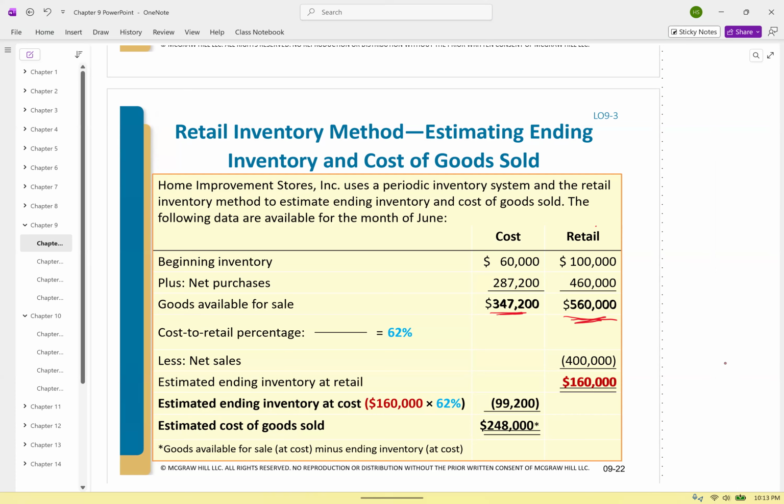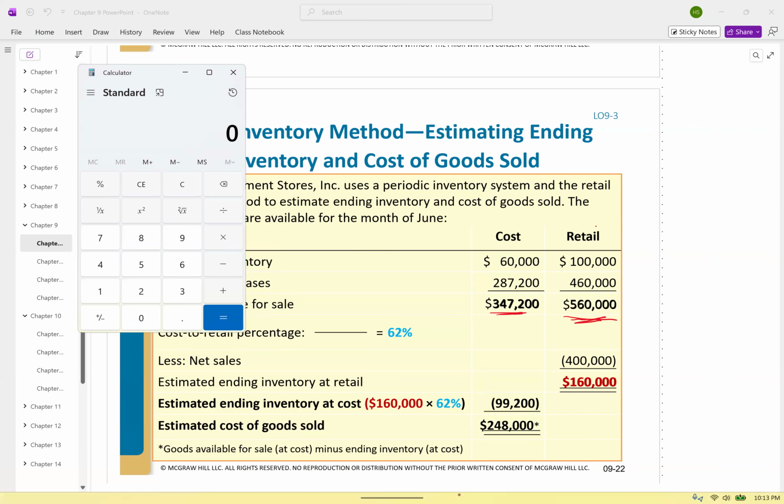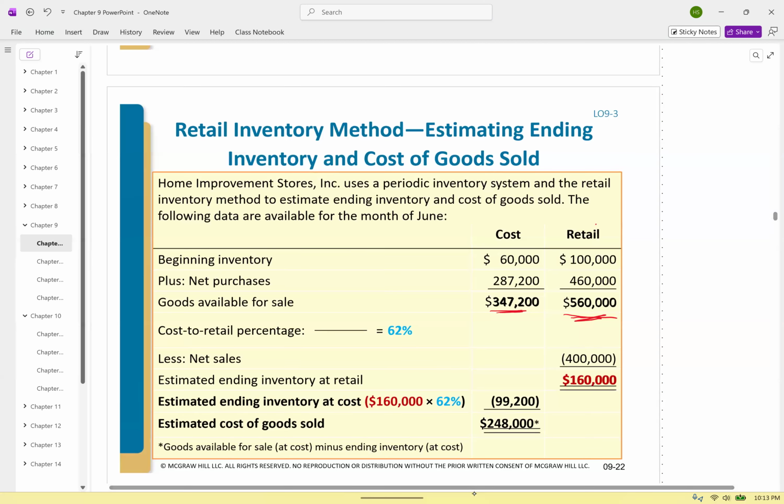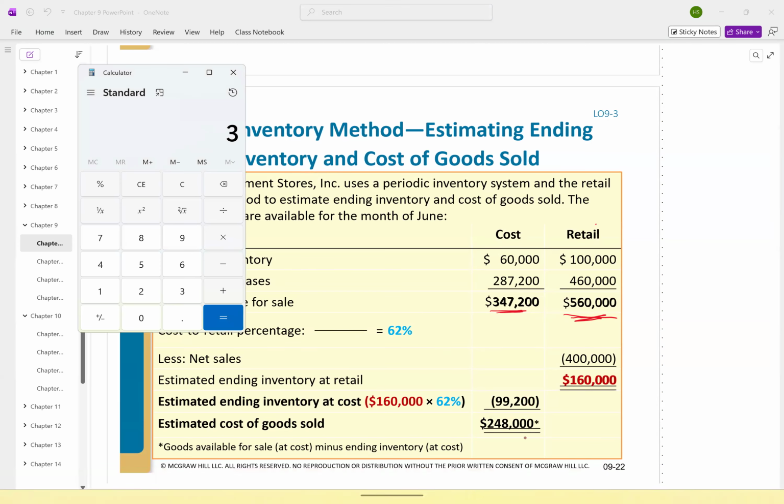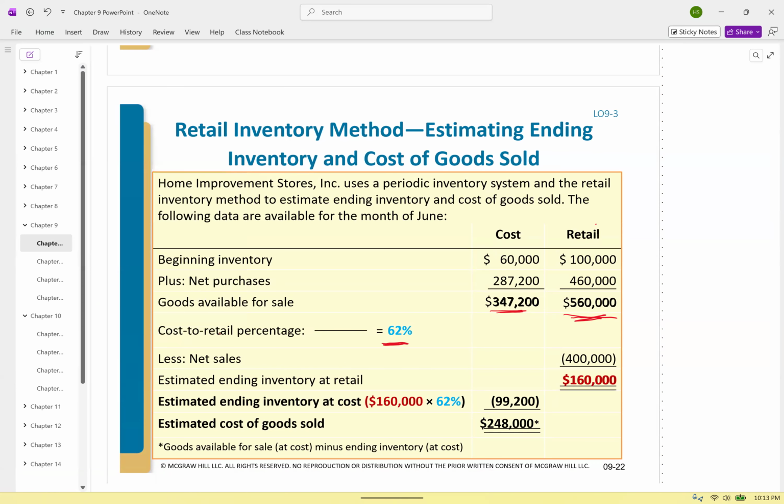Okay. So we're going to find the percentage cost to retail, and I pulled up my calculator here so I could put those numbers in. If I take the 347,200 and divide that by 560, then there's my 62%. That is where that 62% came from.